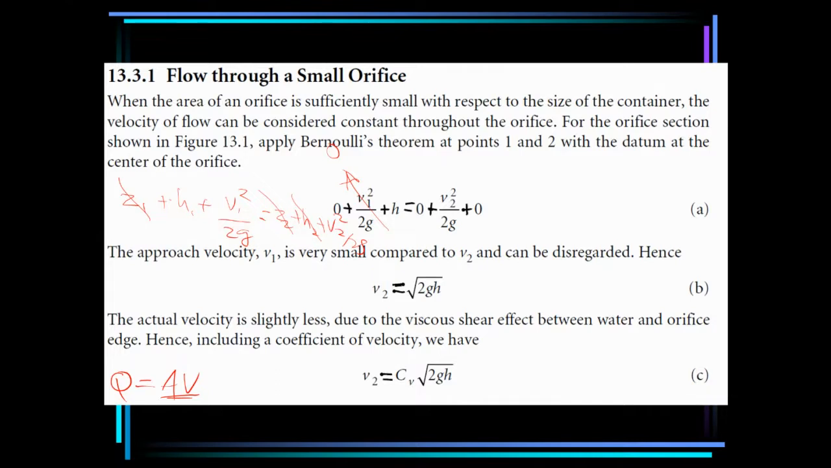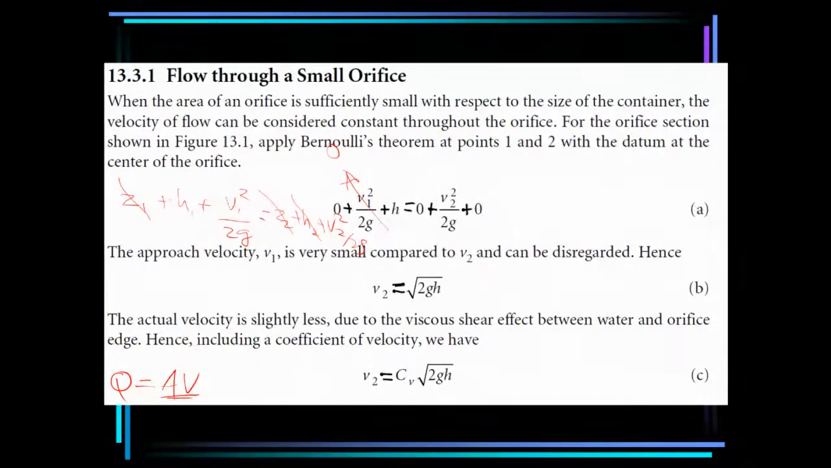And then the actual velocity will be slightly less than this, because we removed so many terms that would have reduced the value of this velocity. So this value, this V2, is overestimated. By overestimated, it means it is higher than the actual velocity if we were to go to the field and measure it. So the actual velocity is slightly less due to the viscous shear effect.